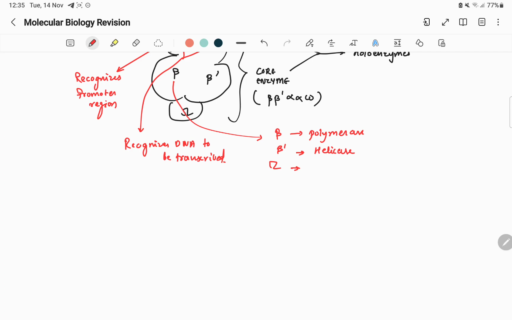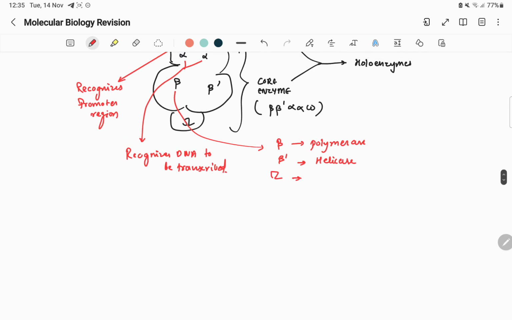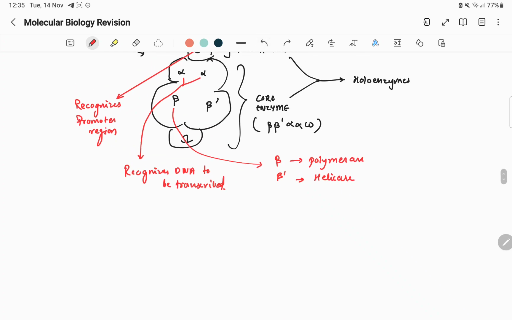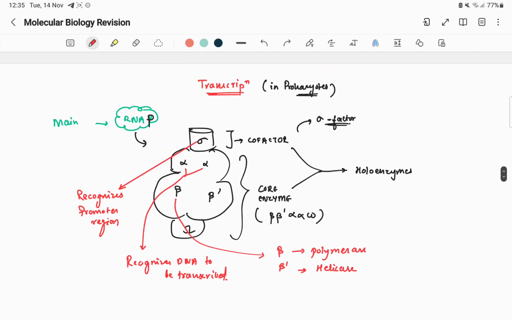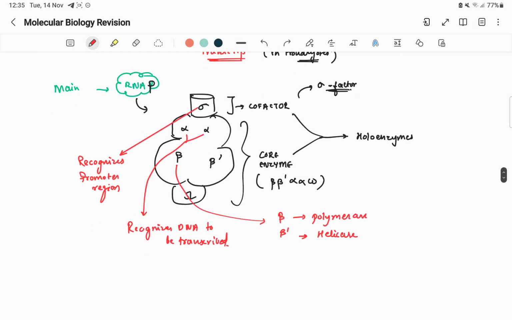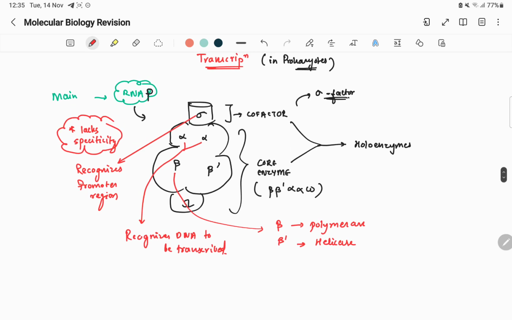The function of the epsilon subunit or omega subunit is somewhat ambiguous, so I am not stating it. RNA polymerase in prokaryotes lacks specificity. Just remember this important fact: it lacks specificity. But in eukaryotes, RNA polymerases have specificity.